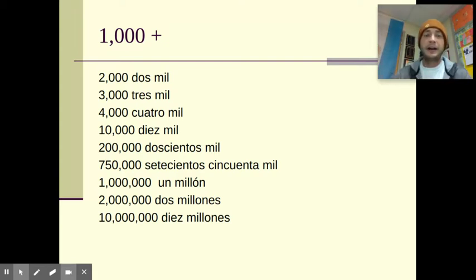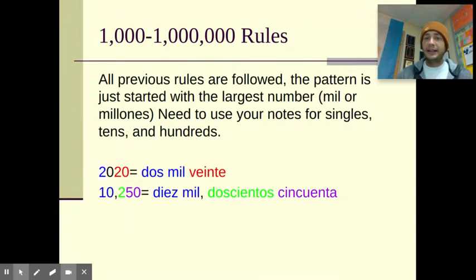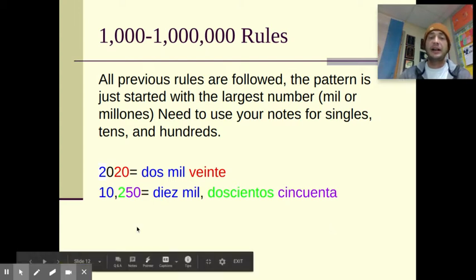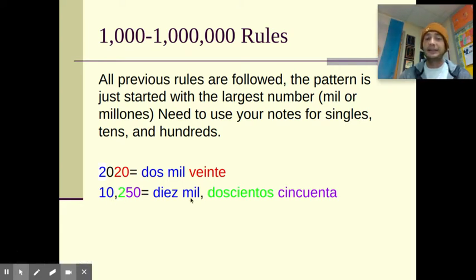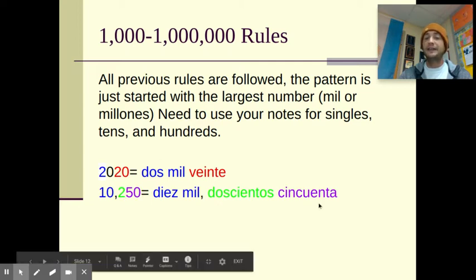All right. So take this little bit of time, take those notes down, go ahead and pause it. And here's just some quick rules with that. If you're trying to say, let's say, the year 2020, all the previous rules are followed, but now mil or millón will become your first terms. And so if you want to say 2020, dos mil veinte. You want to say 10,250, diez mil. All right, there's your blue. 200 covers your 2, and then the tens digit 50 covers that ending.